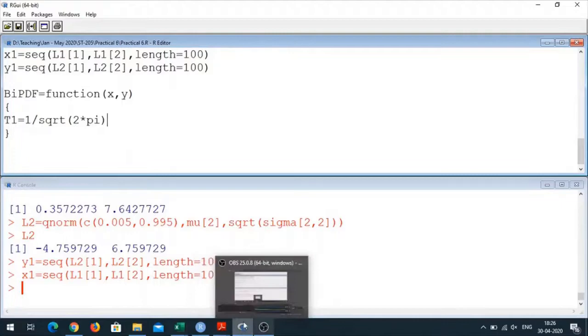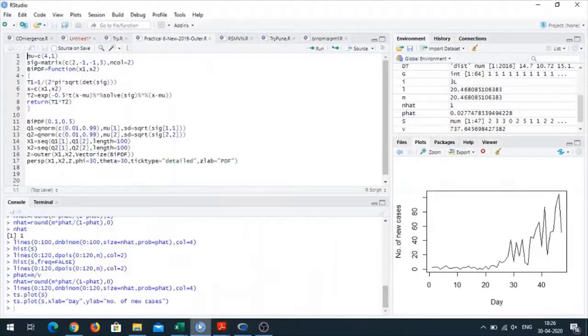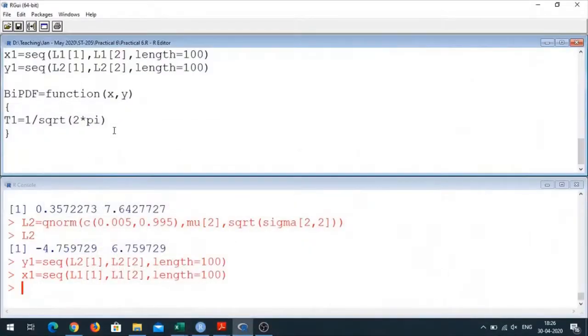But here we have root 2 pi raised to 2 actually. So I would just have 1 upon 2 into pi and then the square root of the determinant of sigma, because 2 pi raised to p by 2 becomes just 2 pi. 1 upon square root of determinant of sigma. That is my first term. And the second term is actually the exponential term.